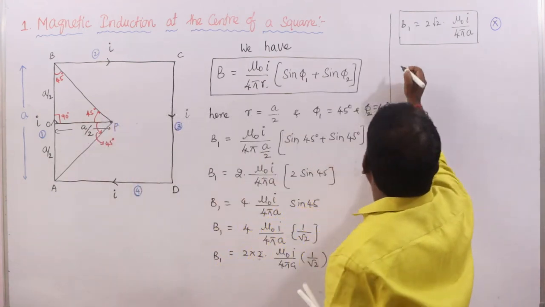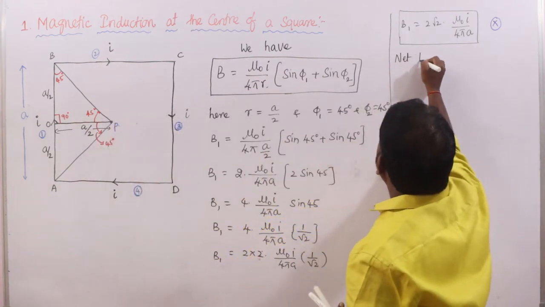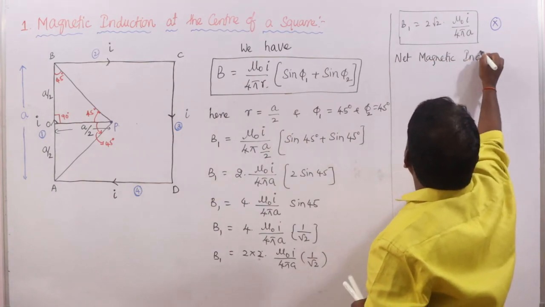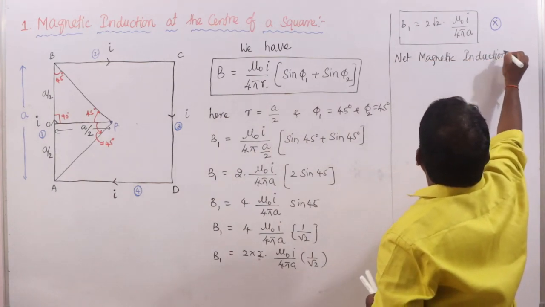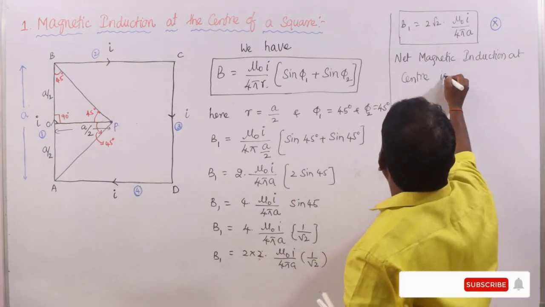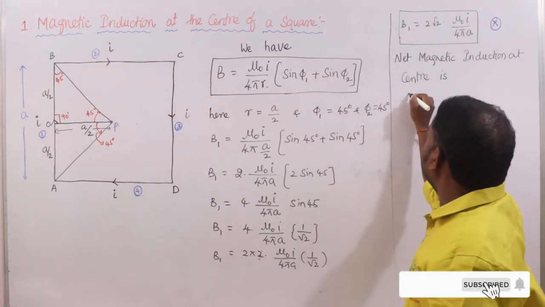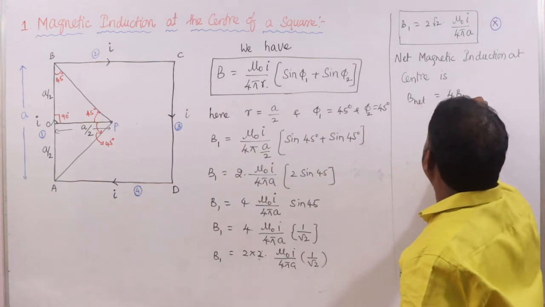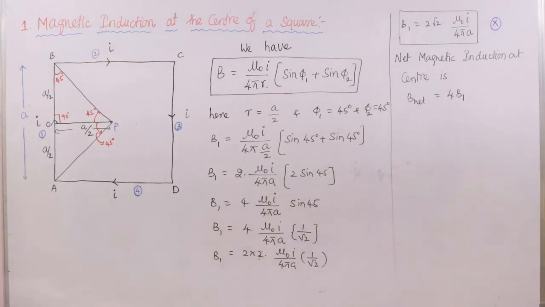So the net magnetic induction at the center, B net, is given as 4 times B1.